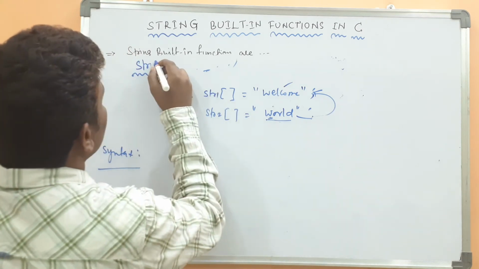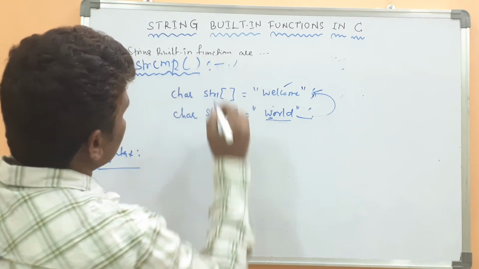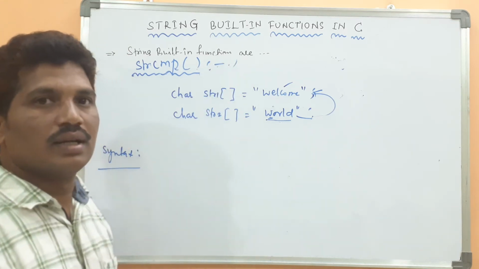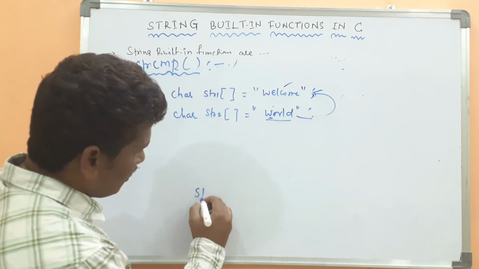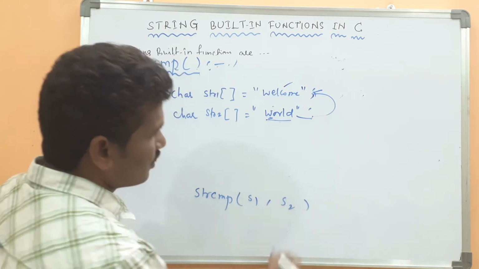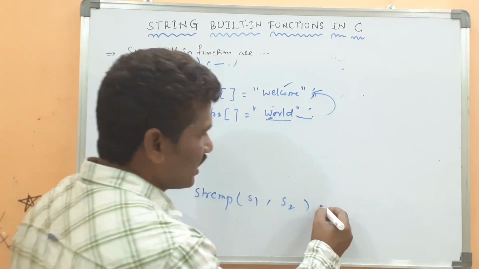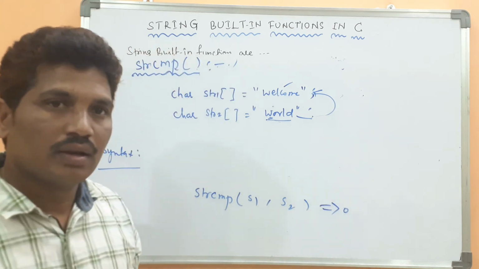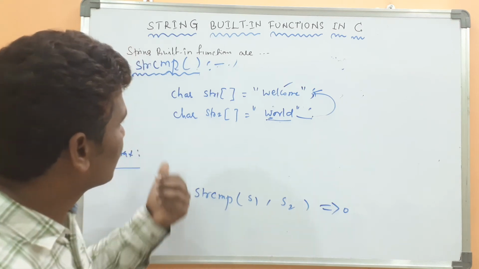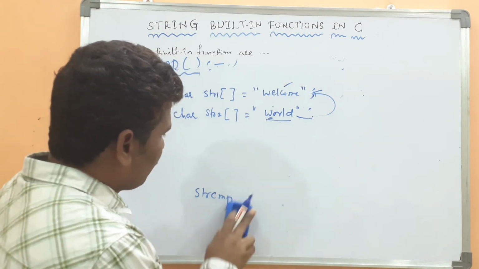Then string comparison, strcmp. What is called the string comparison function? Here, what is the syntax? String comparison, S1 comma S2, string 1, string 2. If both are equal, it returns 0. Otherwise, some number will be displayed. What is that number? I will tell you, wait for it. That is called a string comparison function.